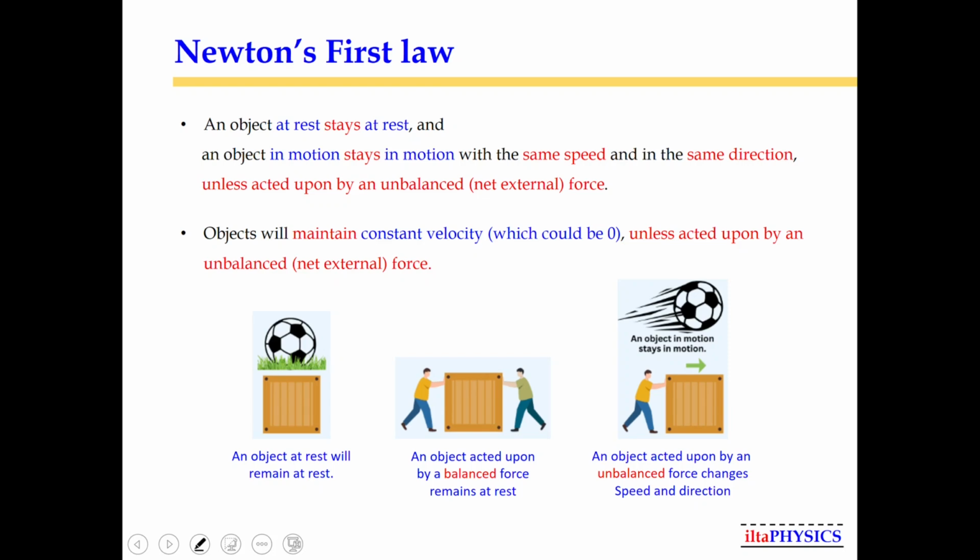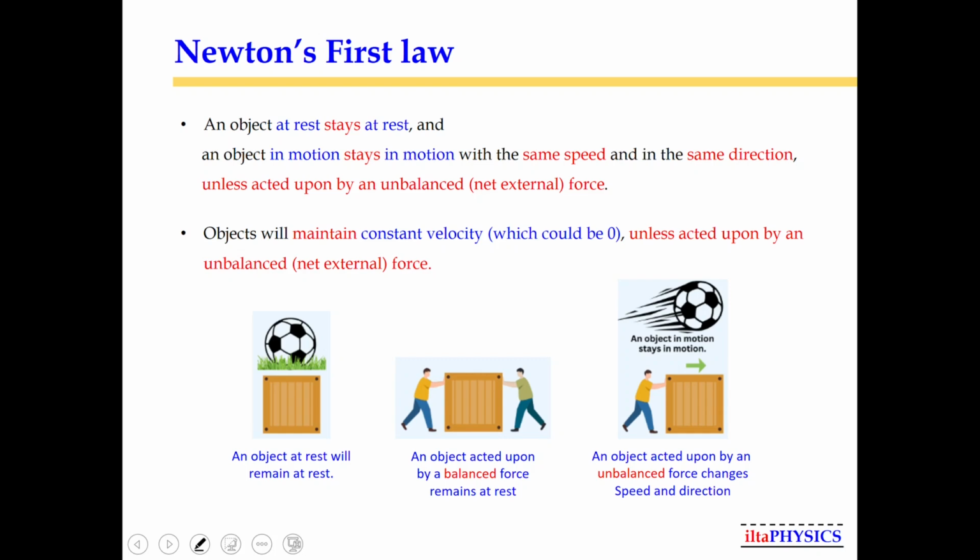Now let's start with Newton's first law. In simple terms, the first law says that an object at rest stays at rest, and an object in motion stays in motion. Sounds obvious, right? But here's the key condition. This only happens when there's no external force acting on the object. So, in other words, if no external force acts on an object, a stationary object stays still, and a moving object keeps moving at the same speed and in the same direction.